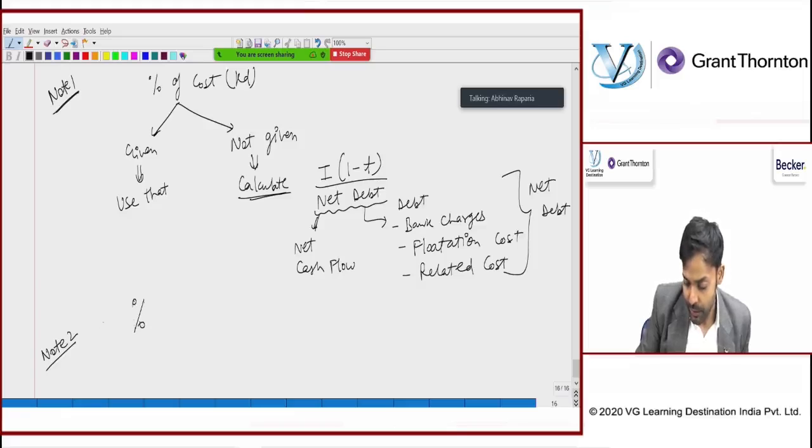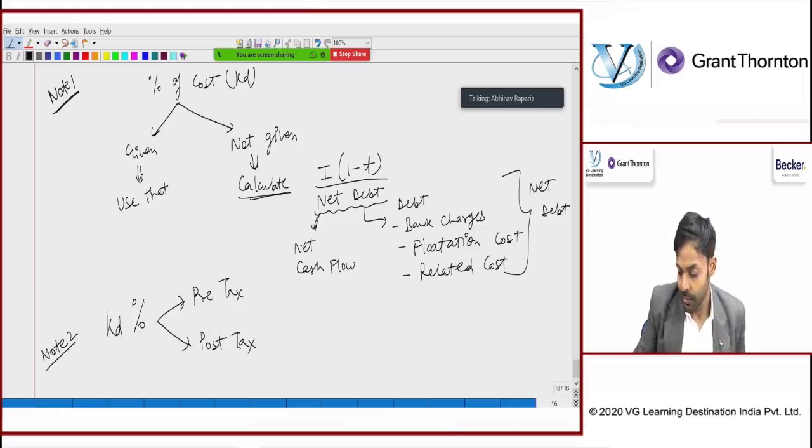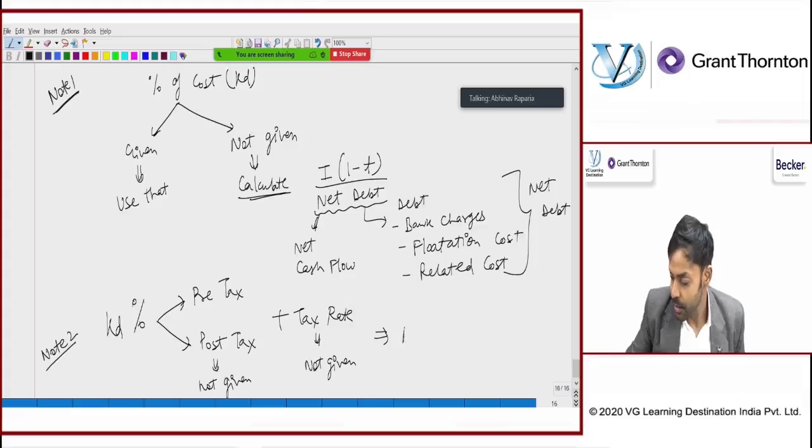In case percentage is given, right? Cost of debt is given, but it is not given whether it is pre-tax or it is post-tax, right? Not given whether it is pre-tax or post-tax. And the tax rate is also not given. In that case, assume it is post-tax rate only, right?